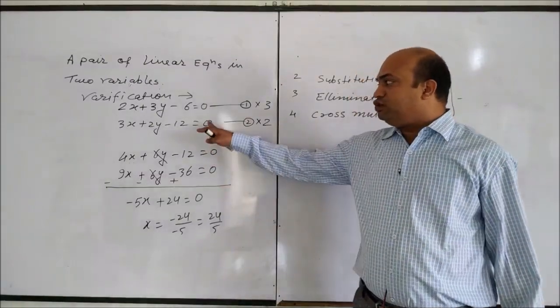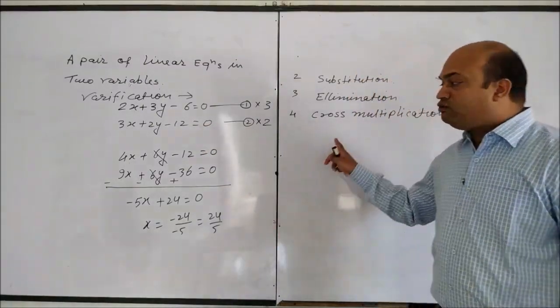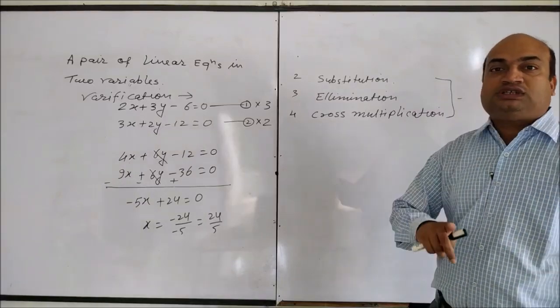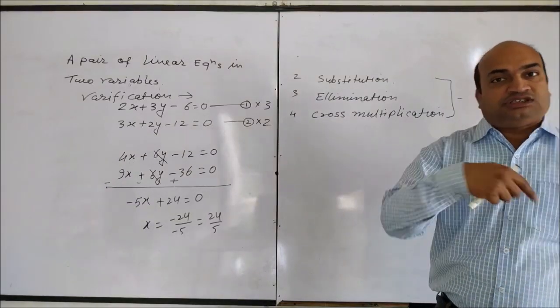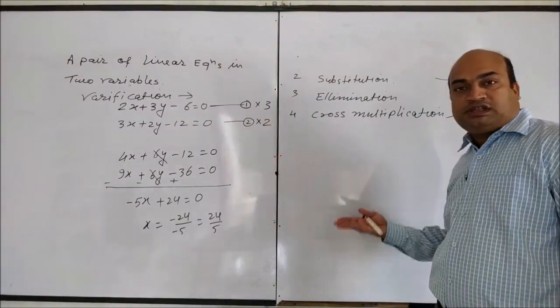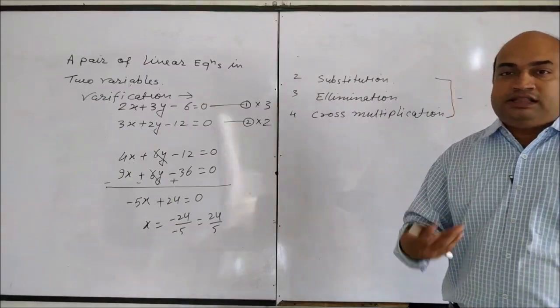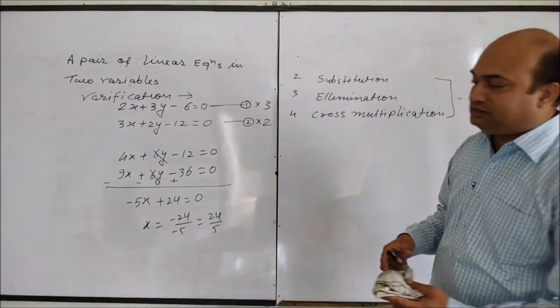If we find the value of x by elimination and y by substitution, then that is known as elimination substitution. But here we calculated the two values by elimination, so it is known as double elimination.